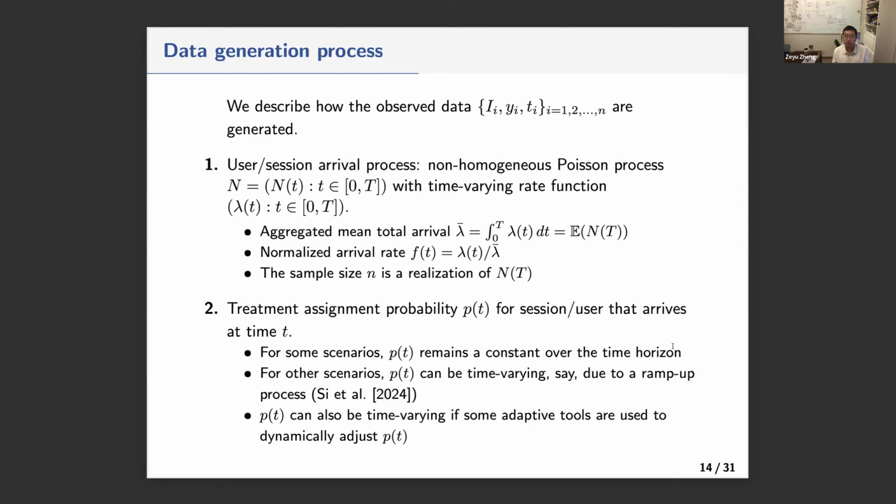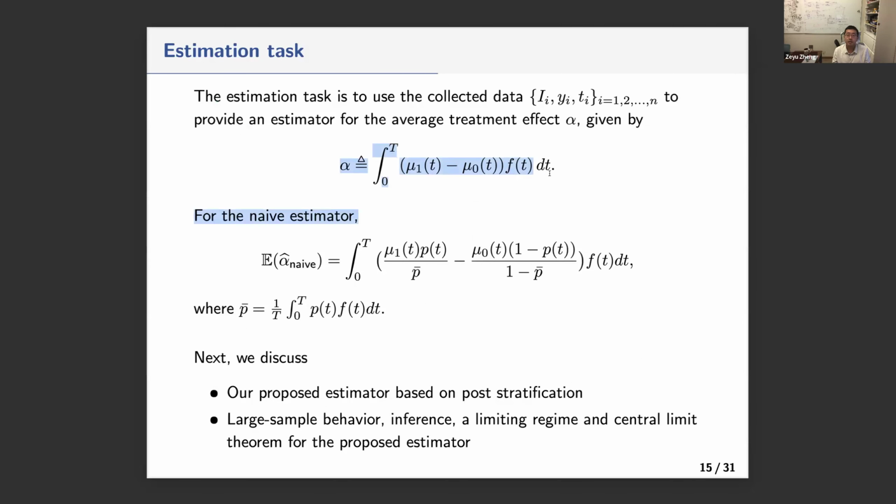So these are the data generation processes, and the estimation task is to use the collected data to provide an estimator for this alpha. And mu1 minus mu0 can be viewed as the difference between the effect of treatment and control conditional on time t. And then it's weighted by ft, this is the customer arrival rate, normalized version of that. So this is really the unknown quantity alpha that we like to estimate.